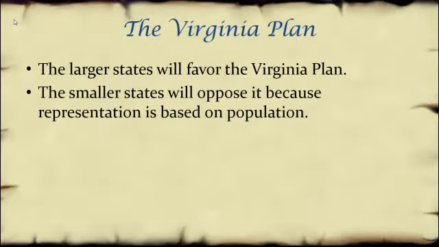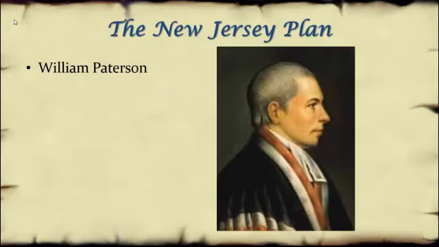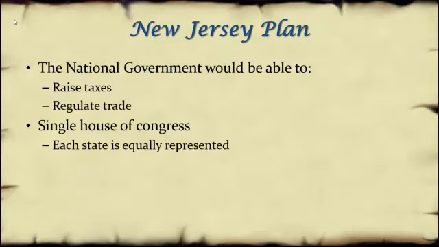And so the Virginia Plan is favored by the larger states because it favors them. But the smaller states are going to oppose it because representation is based on population, something that's going to give them a disadvantage. The small states were not too happy about the Virginia Plan, so they got William Paterson to come up with another plan. And because Paterson was from New Jersey, it became known as the New Jersey Plan.